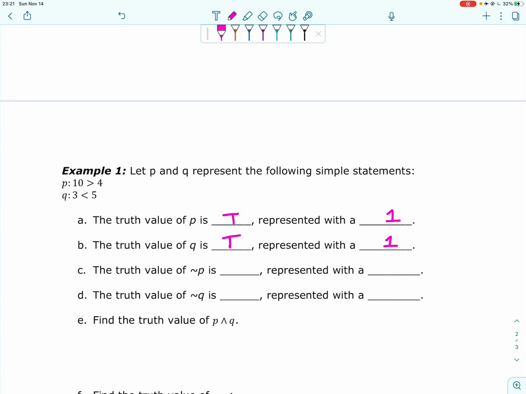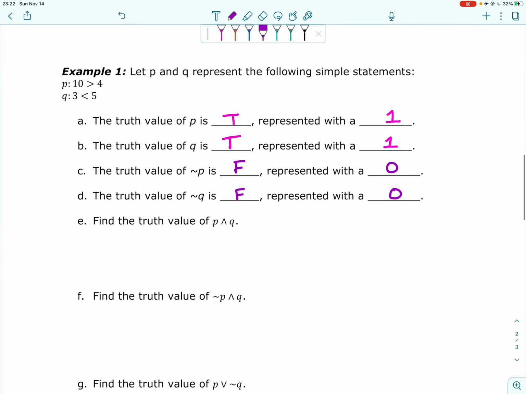Not P, the truth value of not P. So if we negate P, we're going to flip the truth value. So it was true, now it becomes false. False statements are represented with a 0. The truth value of not Q, so it started out true, so we're going to negate that and make it false, and that would also be 0. So now I know what P, Q, not P, and not Q are. So I'm going to look at a variety of conjunctions and disjunctions.